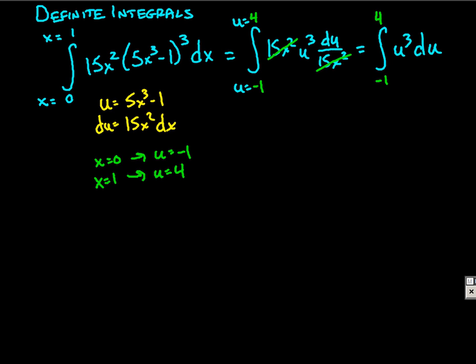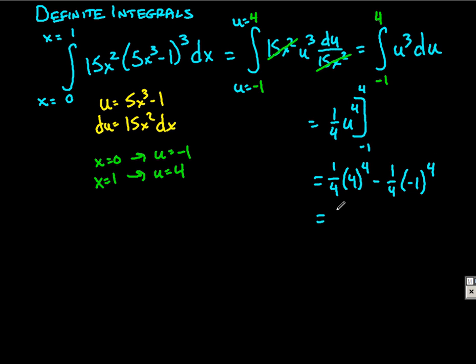So from there, I would just solve it the rest of the way like I normally would. I would now take this integral. It would be 1/4 u to the 4th, from -1 to positive 4. So now I'd be plugging in 1/4 of 4 to the 4th power minus 1/4 of -1 to the 4th power. And when I do that, I should get 256 over 4 minus 1 over 4, and get 255 over 4. So that's how you can get a definite integral.